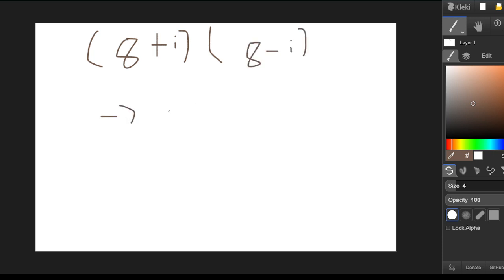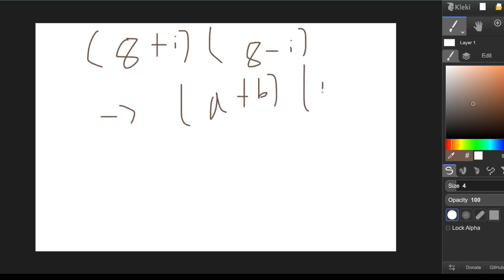Let's do this problem right here. Okay, so now we're going to look at multiplication with complex numbers, all right? So we're going to have 8 plus i times 8 minus i. Okay? I'm going to multiply them together. So you think of this rule as a plus b times a minus b. Think about it like that.